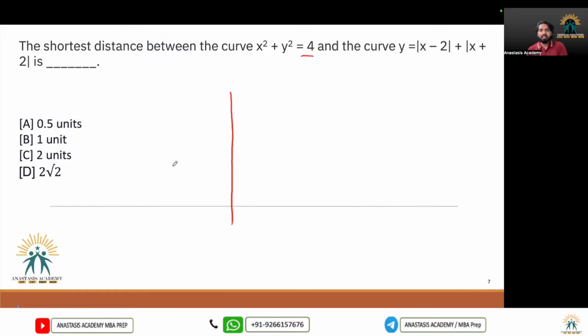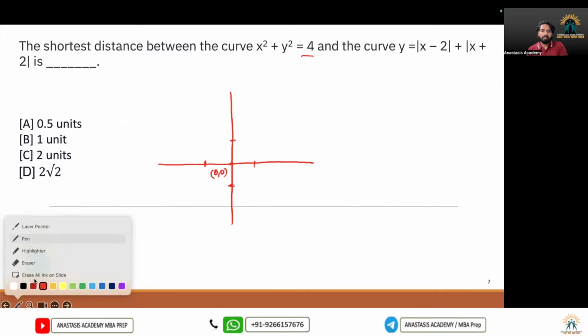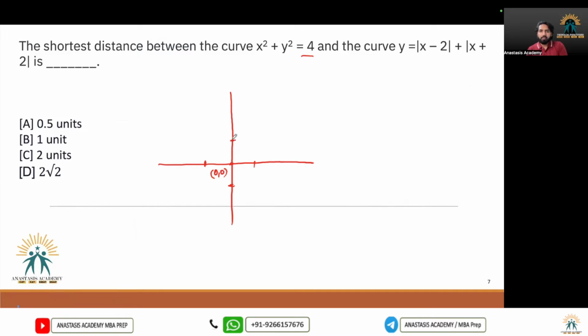I'm drawing this circle having center at (0, 0) and having radius as 2, right? So the circle will pass through these 4 points. So I'm drawing that circle. So this is the circle.